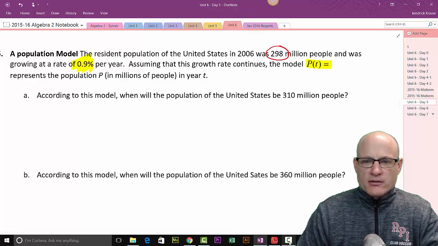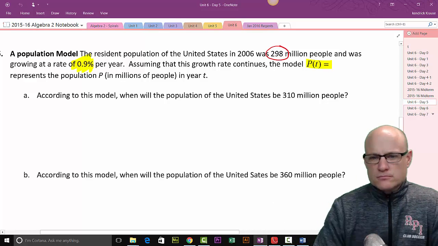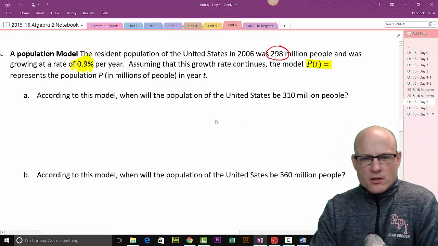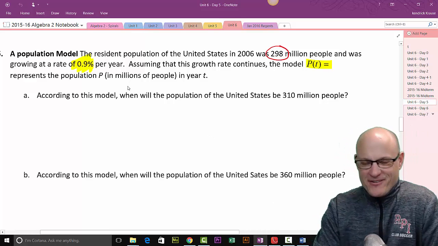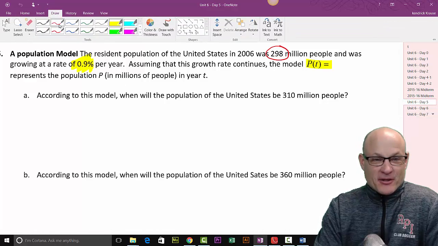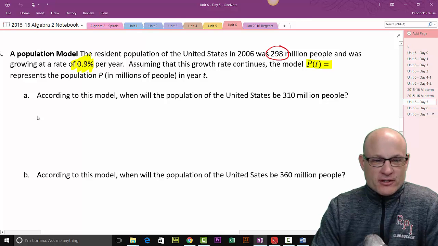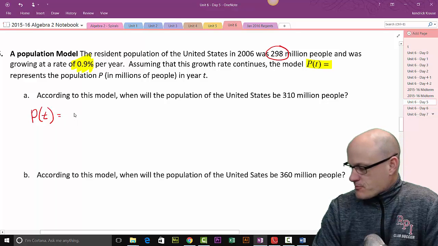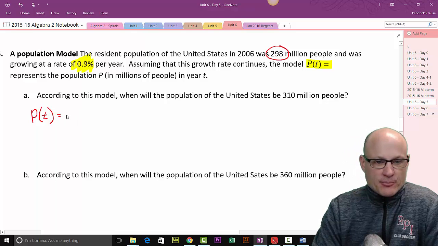Let me pause this because my formula is gone. Oh, sorry, man. I was kind of vegged out there for a second. I don't know what I was thinking. All right, I'll need a function. We got to create the function. So what we're going to do is create the function called P of T. P of T is going to be a growth model where we're just growing at 0.9% per year. Not compounding at all, it's just growing at a certain amount. So we're going to start with our initial amount, which is 298 million.